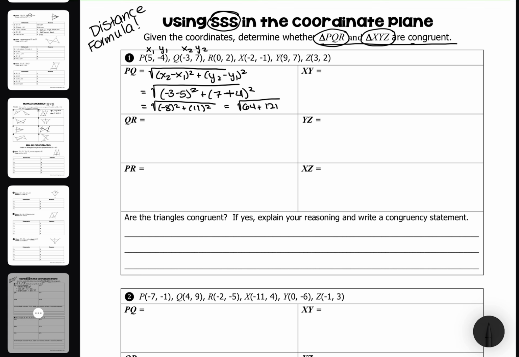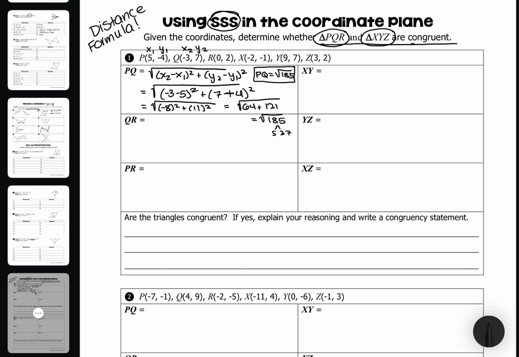Keep going with this. Either do the mental math or I'm pulling out a calculator because it's the afternoon and I'm tired. So 64 plus 121 is going to give us the square root of 185. Can we simplify that at all? Can I just take the square root of 185? No. Is there anything that I could factor out or simplify here? It's not really factoring. Well, 185 can split into 5 and 37. Neither of those are perfect squares, so I think that's as far as I can go. So I can say that PQ equals the square root of 185.